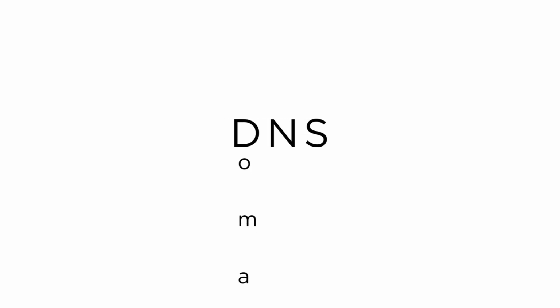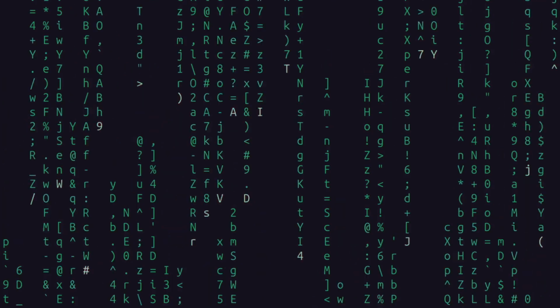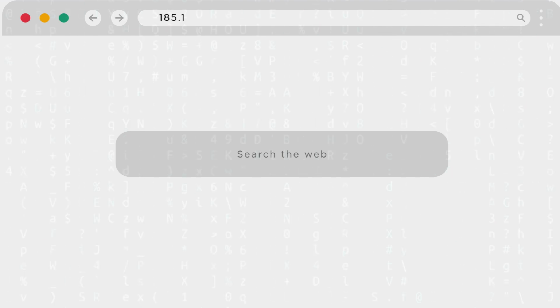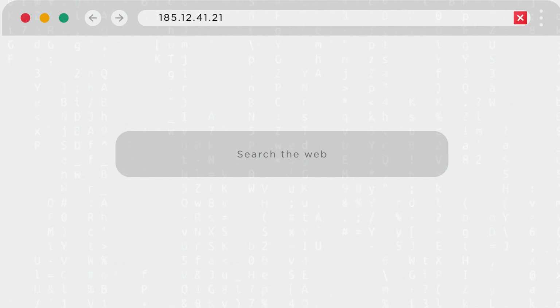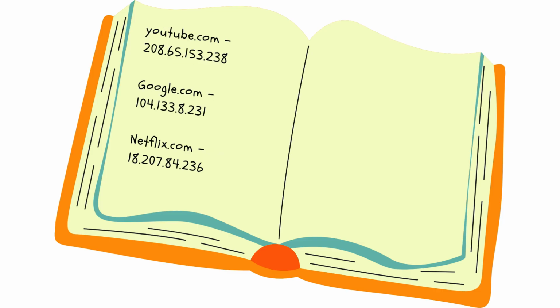DNS stands for Domain Name System. Think of it like the internet's phone book. Computers use numbers. To access a website, it needs to know the site's IP address. But people would find it hard to remember what address each of their favorite websites were. Just like with a phone book, you save someone's name in your phone so you don't have to remember their number. DNS works the same way. It lets us use names like youtube.com instead of long numbers.